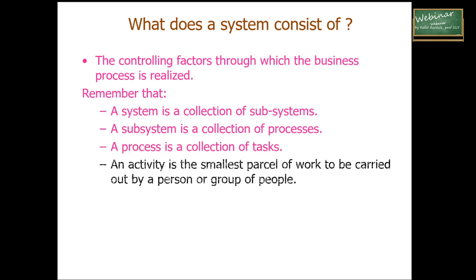An activity is the smallest parcel of work to be carried out by a person or group of people. So if we go to the deepest level of the processes, we've got tasks, we've got operations, and the last level of the detailed description of the system is the single activity. By a single activity, you should understand the smallest parcel of work which can be carried out by one person or a selected group of people. In the most common definition, we should use 'carried out by a single person' because it shows clearly what should be the level of the detailed description of the system.